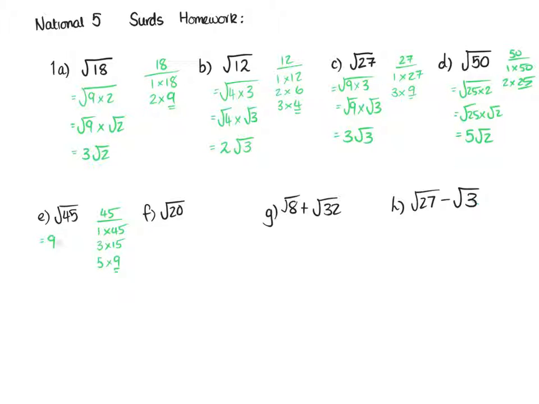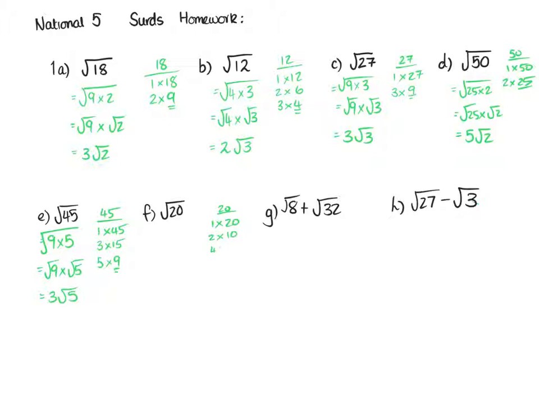So we're going to have 9 times 5, and that's square rooted. So we have the square root of 9 times the square root of 5. So the square root of 9 is 3, and then the square root of 5 just stays as it is. Okay, so hopefully we're getting the hang of these by now. 20. We've got 1 times 20. We would have 2 times 10, still no square numbers. It's not in the 3 times table.